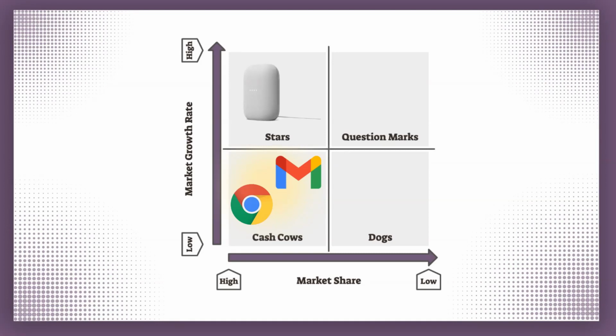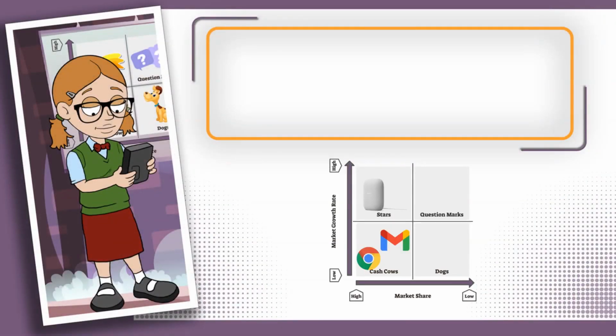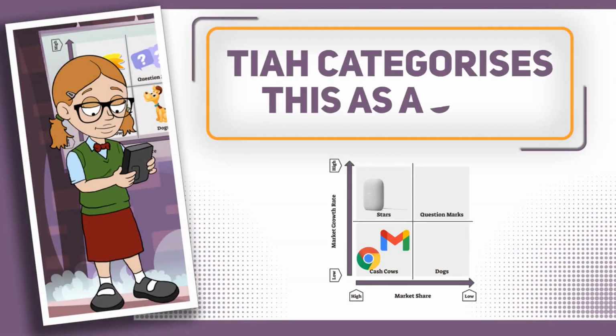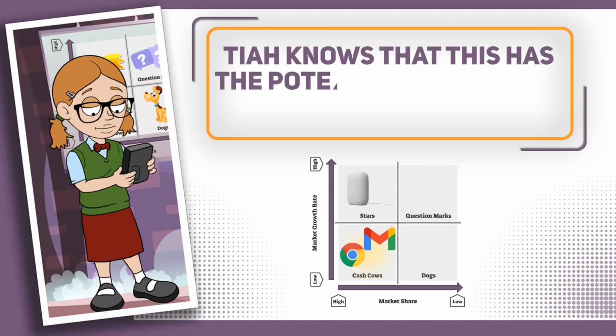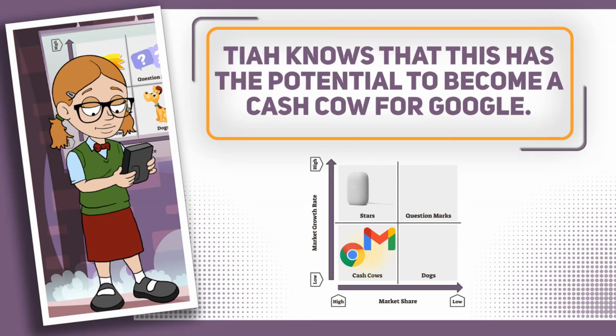Tia knows that the market for smart speakers is growing and is very competitive, with other products on the market such as the Amazon Echo, the Sonos One, and the Apple HomePod. Google seems to have a pretty decent market share of this growing market, so Tia categorises this as a star. If Google can hold on to its market share and the market growth for smart speakers slows down, then Tia knows that this has the potential to become a cash cow for Google.